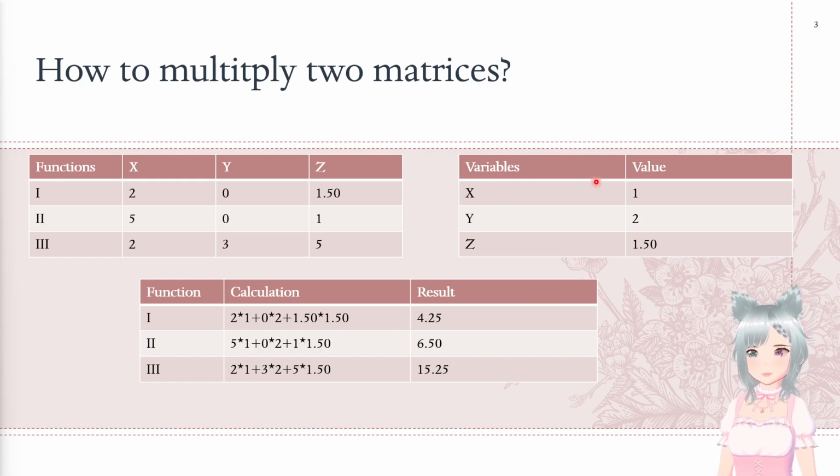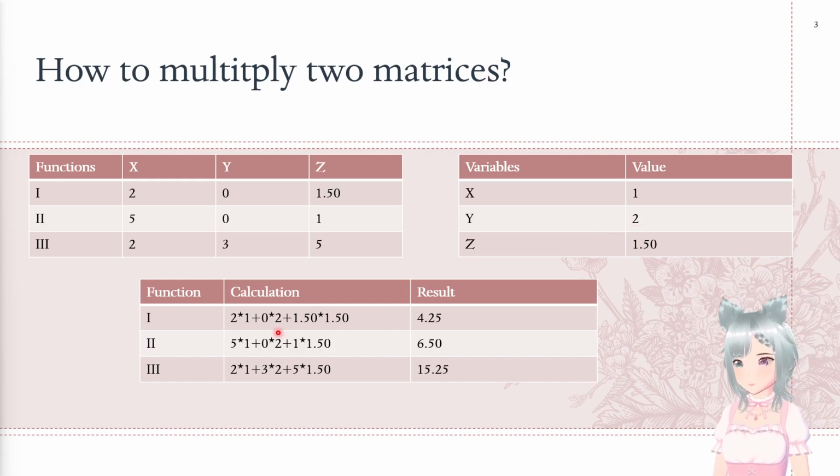And here we have the values for each variable: x equals 1, y equals 2, and z equals 1.5. And then we just put in the values. So for example, 2 times x, so 2 times 1, plus 0 times y, so 0 times 2, plus 1.5 times z, so 1.5 times 1.5, so 4.25. And then the same with the other two rows, which we just did earlier.